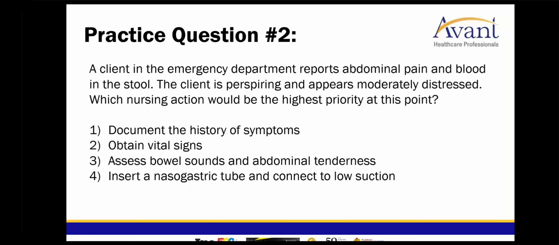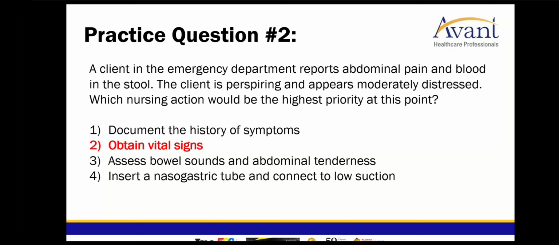Now let's get back to our question. It says, which nursing action would be the highest priority? Well, if you suspect that someone is bleeding, what do you think you want to know first? Do you really want to listen to the bowel sounds first, or do you want to check the vital signs? Okay, well, let's take a look if you were right. There you go.